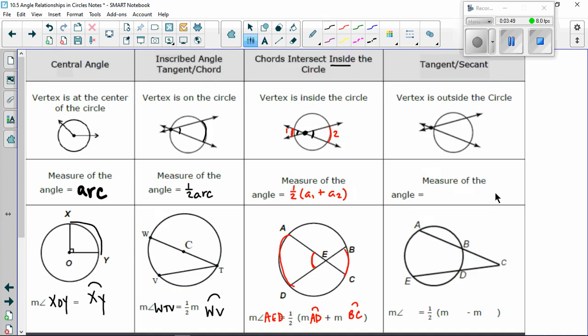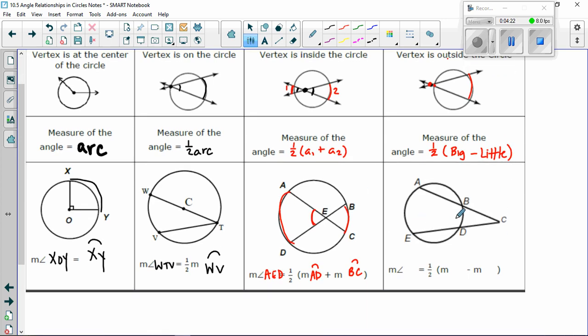Then if you're intersecting outside the circle, so this is a really bad picture. This angle is outside, so you have this angle out here, so you're going to take this little arc and this big arc. So basically when you draw the edges of your angle, the arcs that are between are the two that you're going to use. In this case, it's going to be half of the big arc minus the little arc. So you always want to put the big arc first.